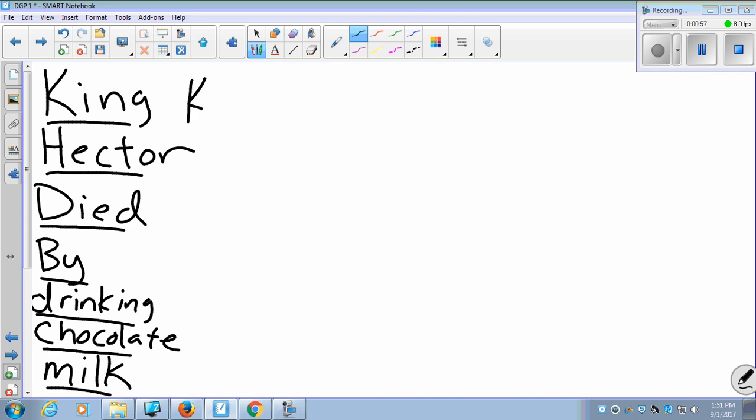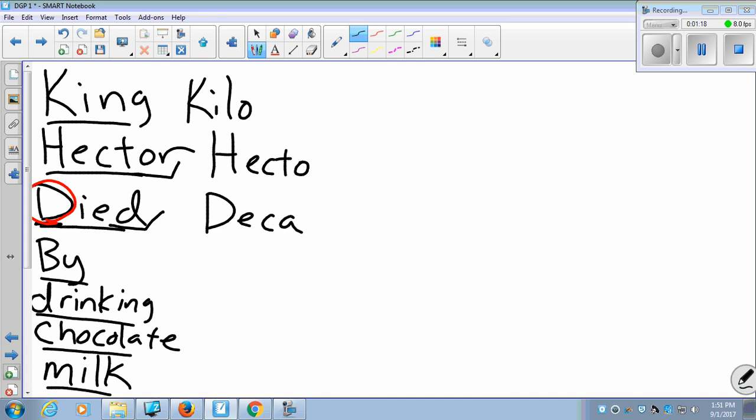King stands for kilo. Hector stands for hecto, as in a hectometer or a hectoliter. Died, notice died has a big D. I'm going to circle it in red right here. That big D means deca. I'll teach you a trick to remembering these in a second.